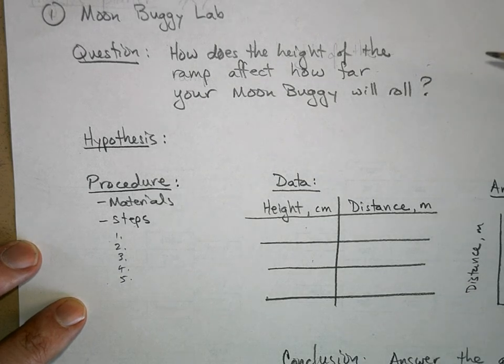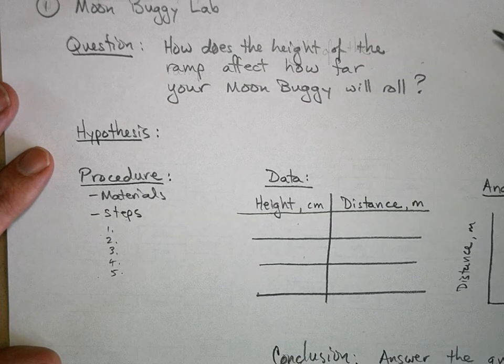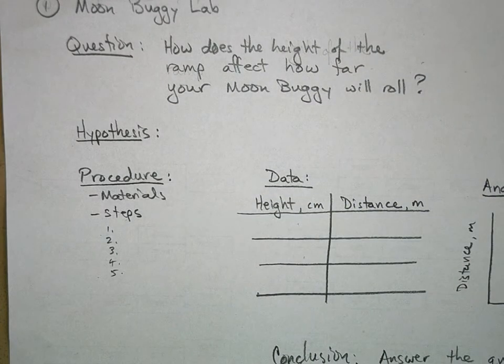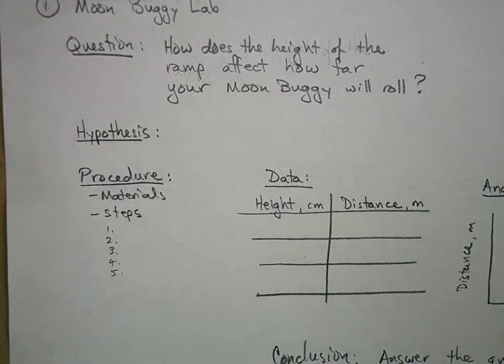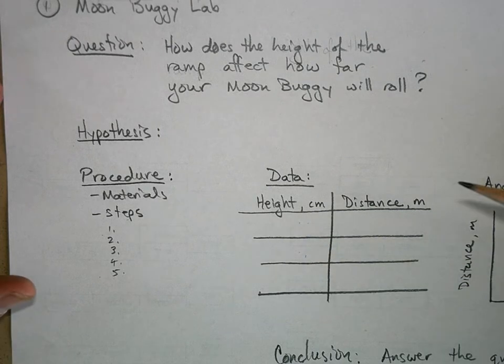Now, I'm going to give you some hints. The materials you're going to use are your moon buggy, your ramp, which is going to be one of the whiteboards, and then I've got a long string that's marked that we're going to use to measure the distance that it rolls. Okay? And what I want you to do is pick at least 3 heights. For example, you could pick 5 centimeters, 10 centimeters, 15 centimeters.